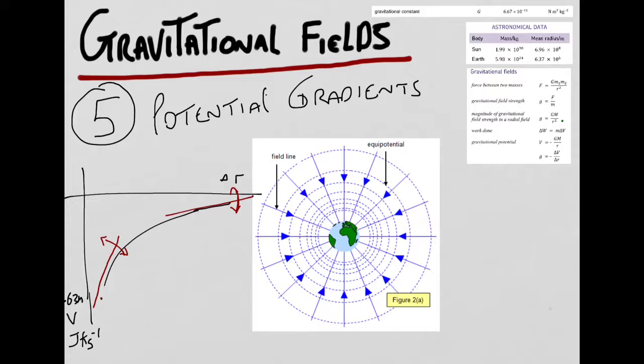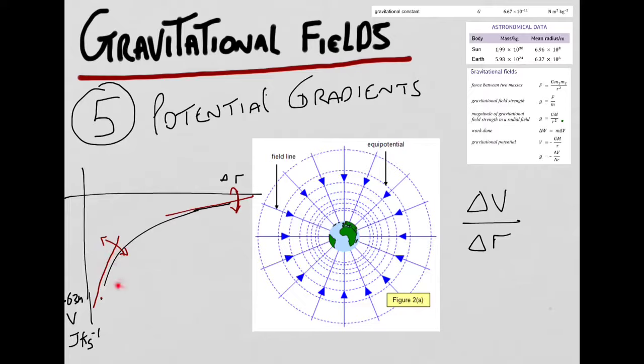So this is what a potential gradient is. It's how it's changing. We can actually define it mathematically as well, because the potential gradient is going to be a change in V, because we're looking at how quickly V is changing, over a change in R, because that's how you would calculate a gradient on the graph that we just did.